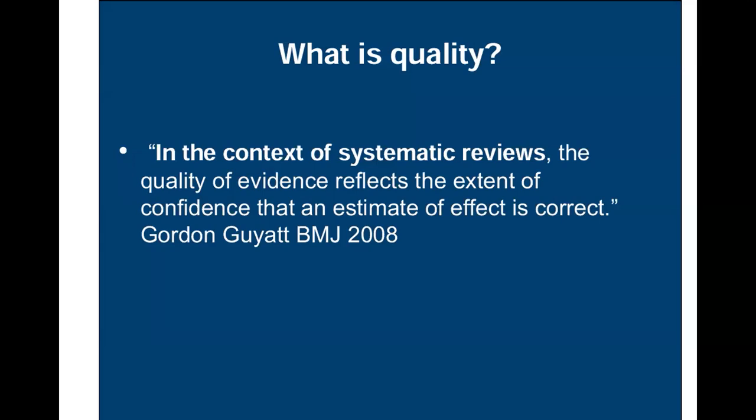So this is the quality of evidence that reflects the extent of confidence that an estimate of effect is correct. So whatever we got from this meta-analysis, that this is most likely to be attributed to the population. What is the extent that we can believe in this estimate? So quality is one of the very important parameters. Next slide.